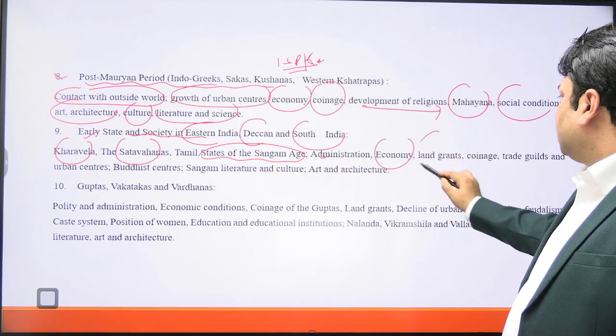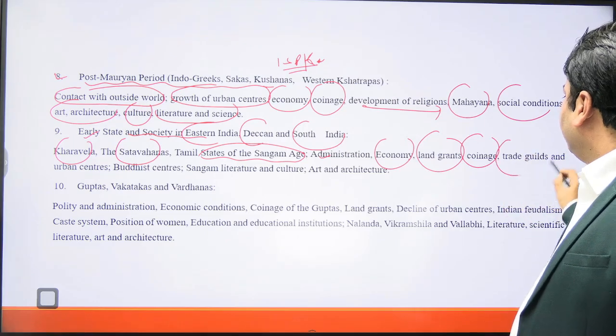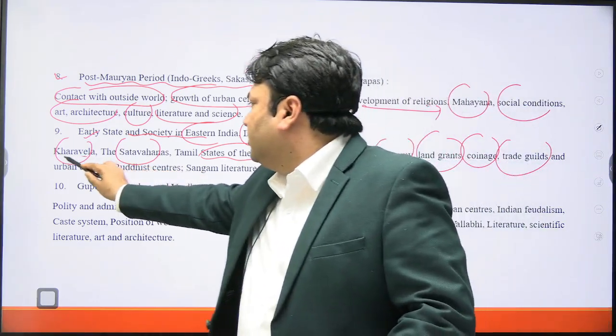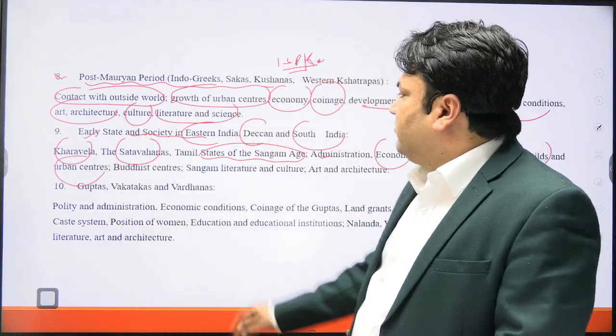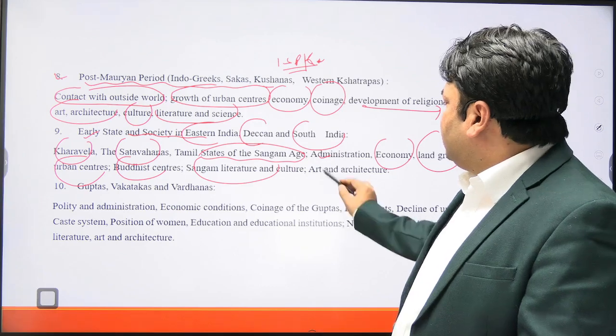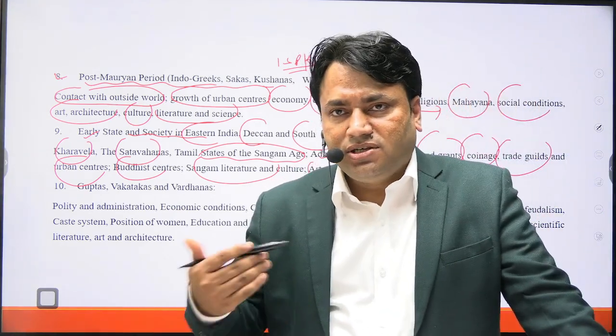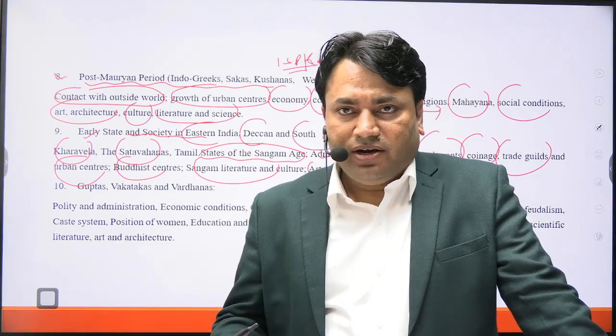We need to discuss the land grants. We need to discuss the coinage system. We need to discuss the trade guilds. We need to discuss the urban centers. We need to discuss the Buddhist centers. We need to discuss the Sangam literature and culture. We need to discuss the art and architecture that was developed during this period, right?